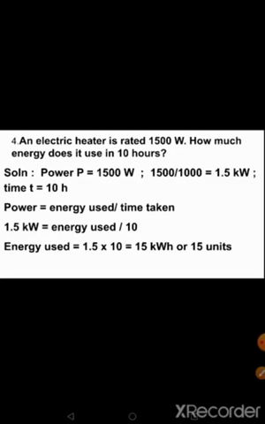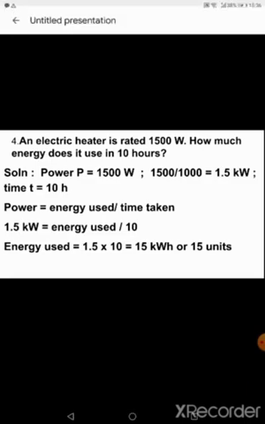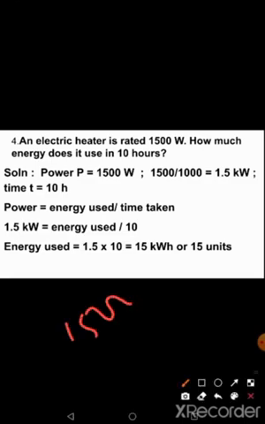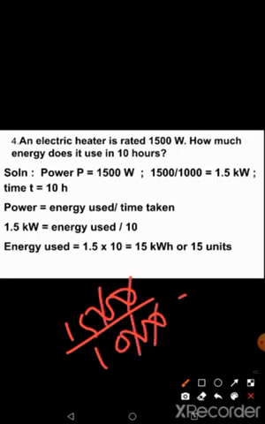How will you convert watt into kilowatt? By dividing it by 1000. So when you divide 1500 by 1000, you get 15 upon 10, which is equal to 1.5 kilowatt. Again, I'm telling you, the power of the electric heater is 1500 watts. They are asking you to calculate the energy consumed by the electric heater when it is used for 10 hours.